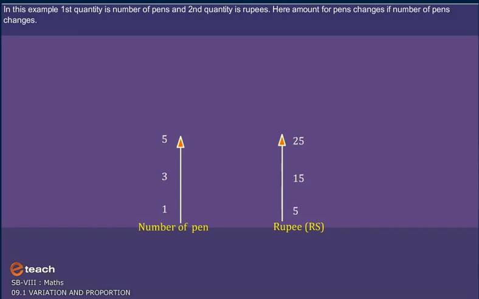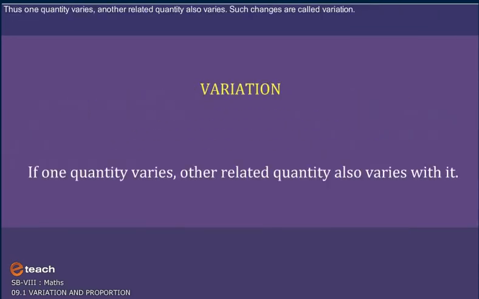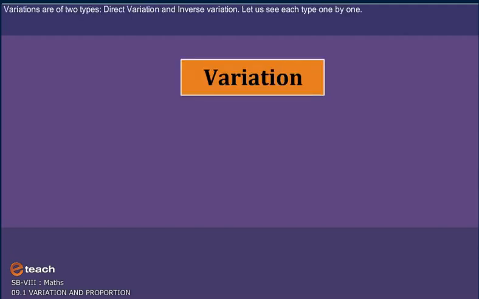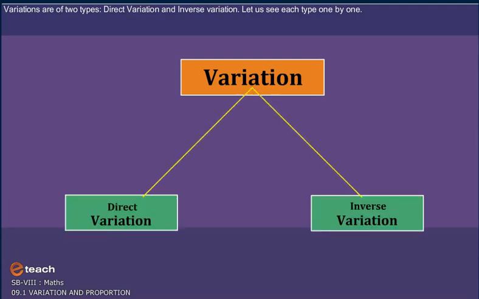Thus, if one quantity varies, another related quantity also varies. Such changes are called variation. Variations are of two types, direct variation and inverse variation. Let us see each type one by one.